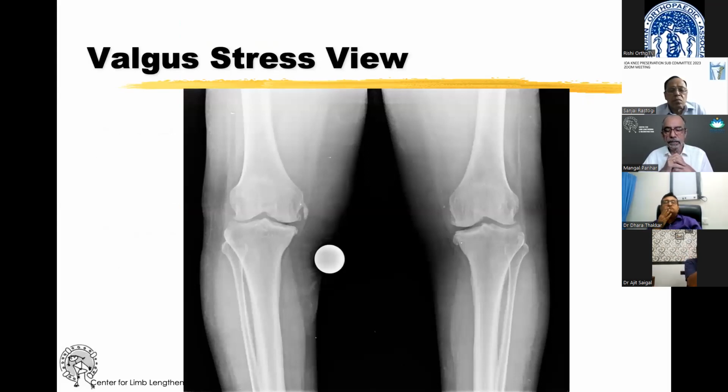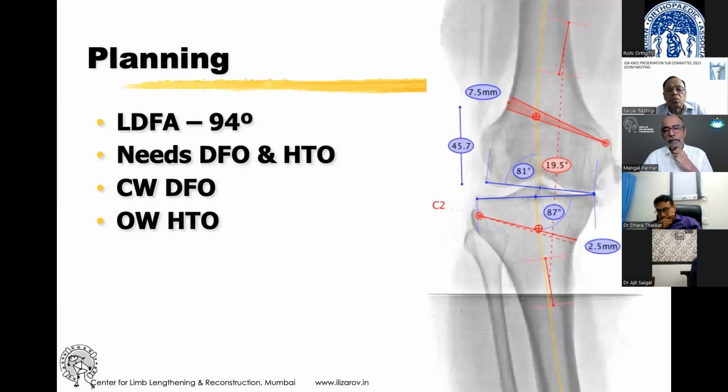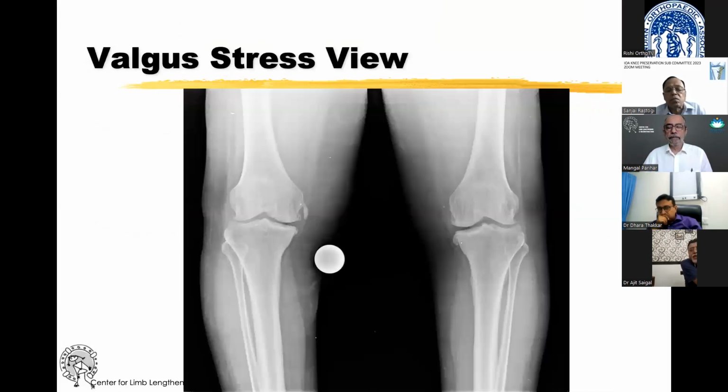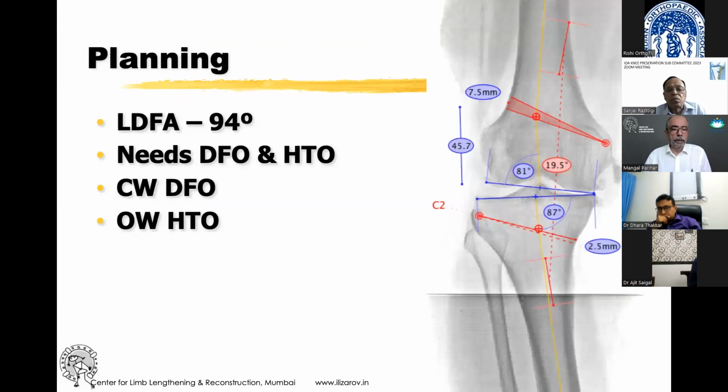That's her valgus stress view, which shows that the medial side opens up. And this is the planning that we've done. Because her LDFA was abnormal, 94 degrees, if I have to correct all of that in the tibia with an opening wedge, it becomes whatever I need to correct in the tibia plus an additional, probably 7.5 mm correction to compensate for the femur. Therefore, in this situation, I will do a DFO, which I prefer to do as a closing wedge, and the HTO as an open wedge.